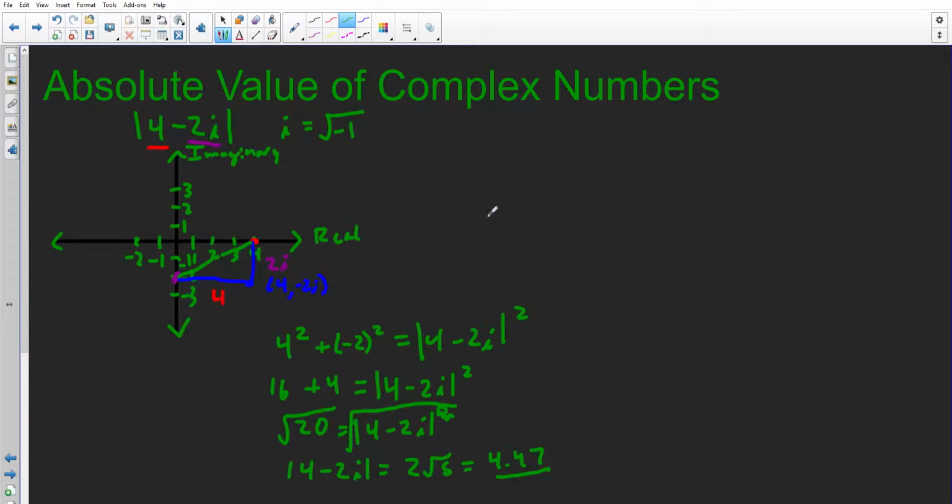So basically, you don't need to draw this graph or anything like that. All you need to do is say, okay, the absolute value of this complex number is just going to be 4 squared plus -2 squared. Solve for that, and remember that it's equal to the absolute value of 4 minus 2i all squared. So you square both of these, add them together, take the square root, and then you'll have a number on this side. And that's all there is to it.